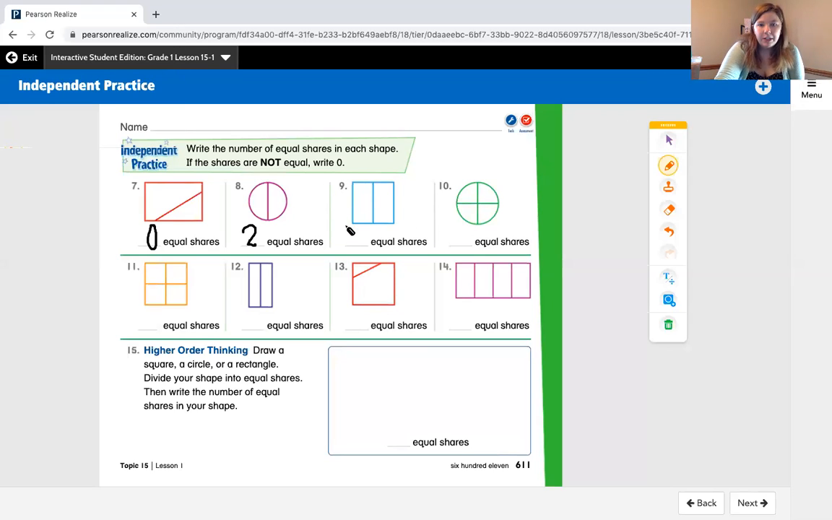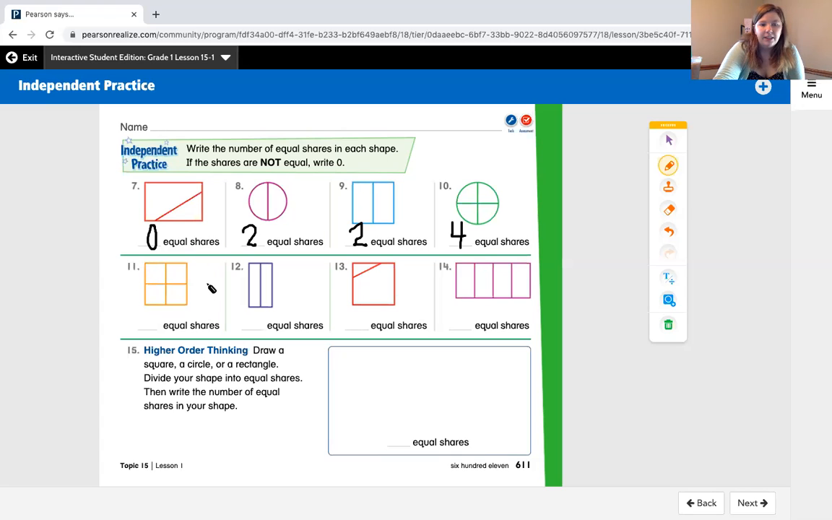Number 9. How many shares are there? 1, 2. Are the shares equally divided? Yes. So there is 2 equal shares. Let's look at number 10. How many shares are there? 1, 2, 3, 4. Are the shares equal? Yes, the shares are equal. So there are 4 equal shares.